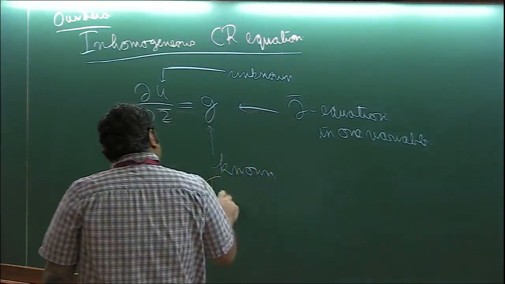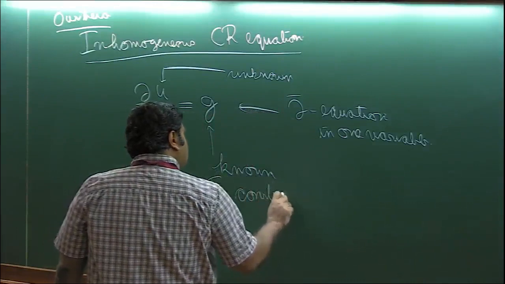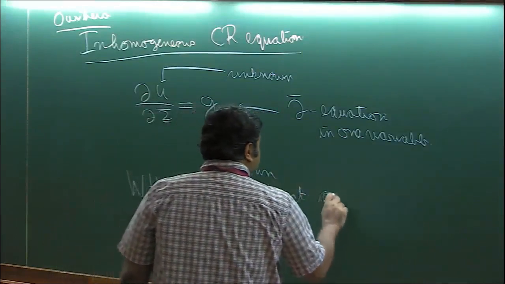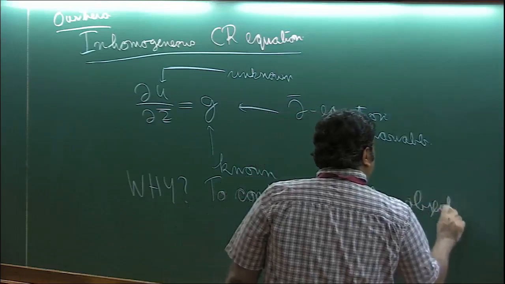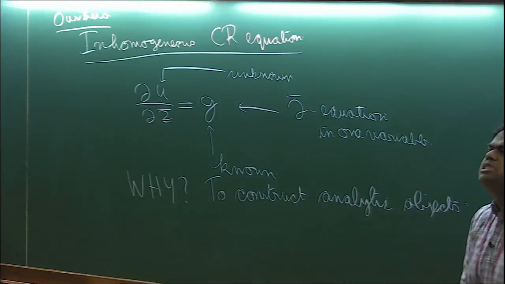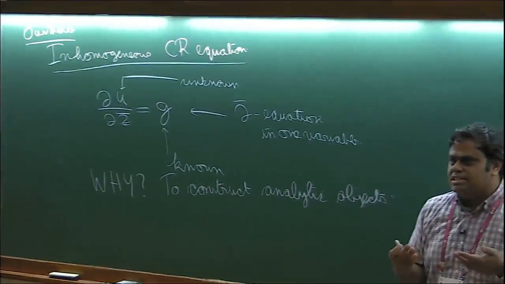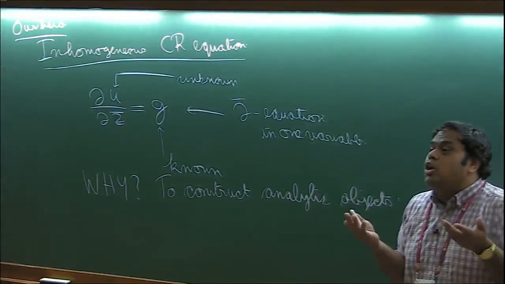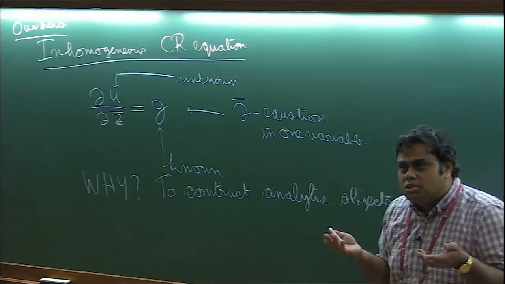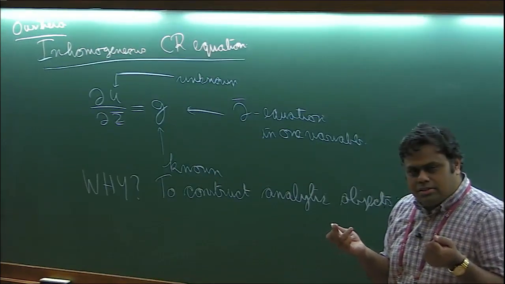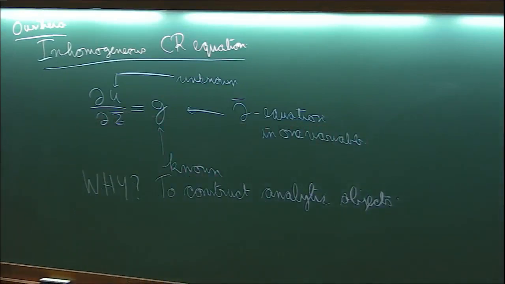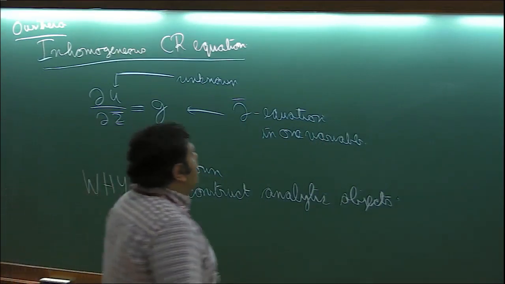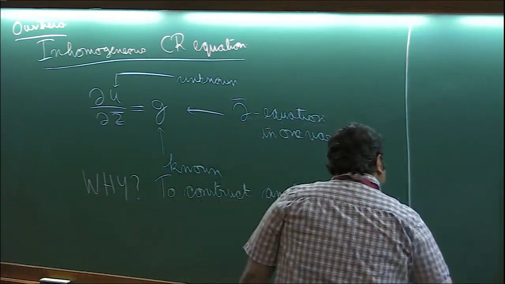This is to construct analytic objects. So analytic objects, roughly speaking, are things which are locally described by holomorphic functions. Okay? So including holomorphic functions themselves, meromorphic functions, and so on. So let us look at an example. Let us look at a classical example of the application of the Debraj problem to construct some kind of analytic object.